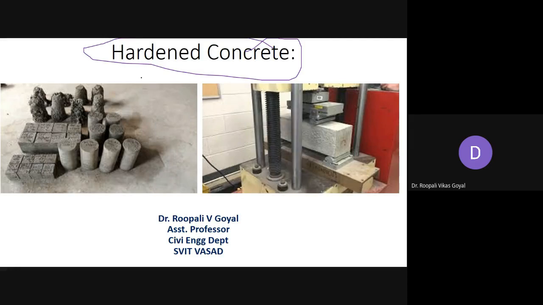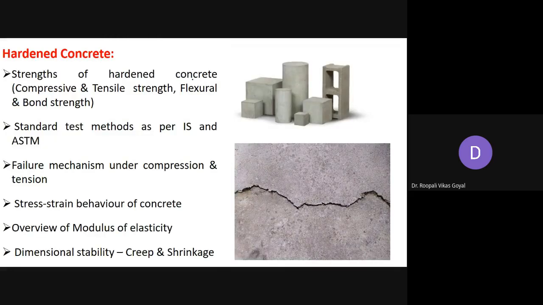So these various properties, the strength aspect, and how to check the strength of this hardened concrete is a very important aspect for this concrete. In hardened concrete, these are the topics that we are going to discuss. The very first thing is strength of hardened concrete. When we are talking about concrete, compressive strength is very important. So the first thing that you will learn about is compressive strength.